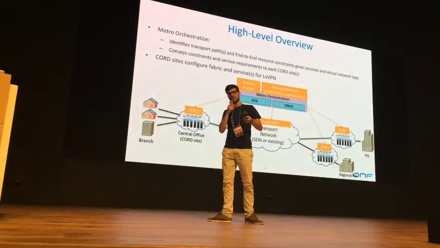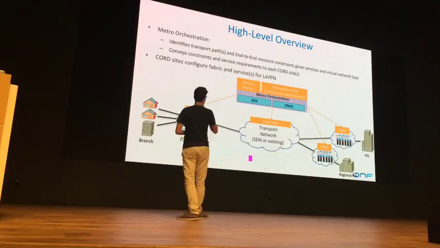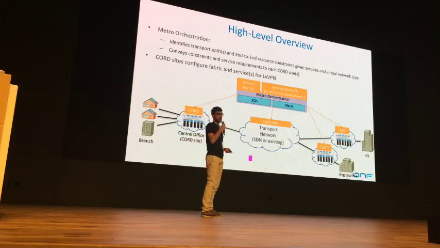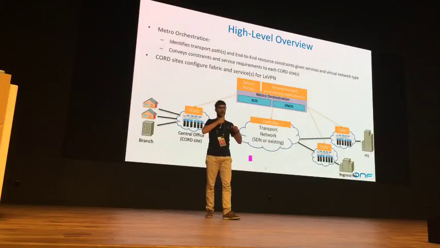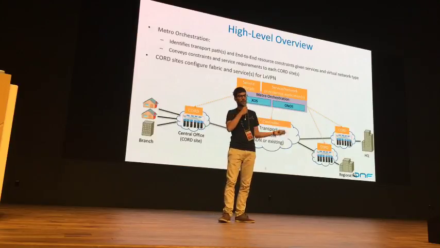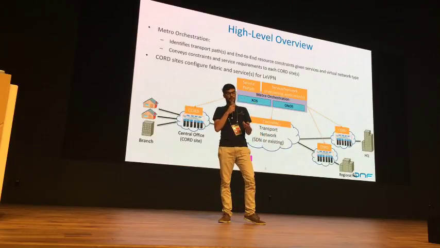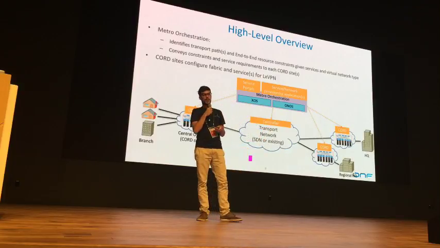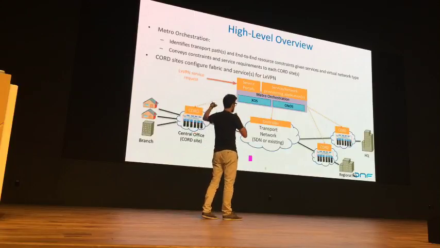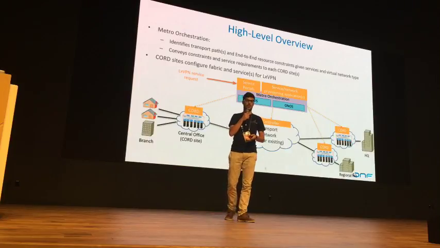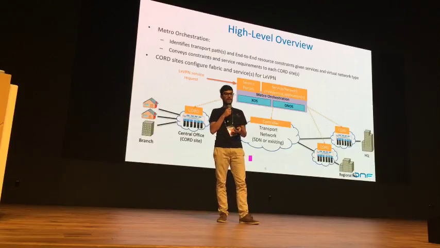So how does this work? We have what we call a global view and a local view. The global view is metro orchestration. It does end-to-end resource identification, computation of the path, and understands what can be provided to a customer through this network. And basically, to this element, we submit a layer X VPN request. And for now, we have implemented layer 2 VPN.